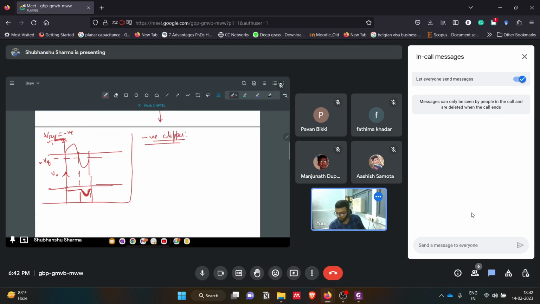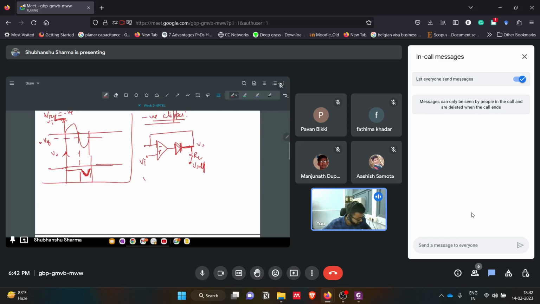For the negative clipper, we have the same circuit, but the diode position is changed now. This is V naught. If you have any doubts, just ask me. Don't be so silent. Then this is the input voltage, and this we have V reference.